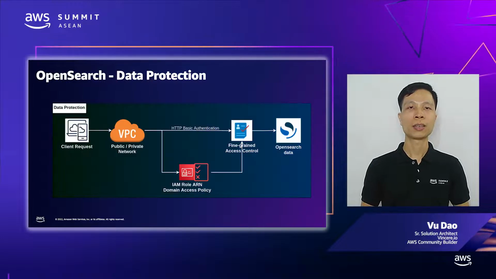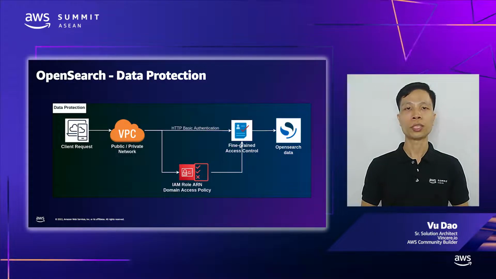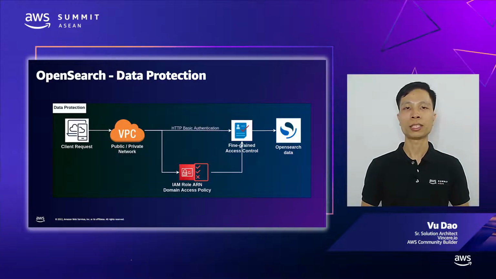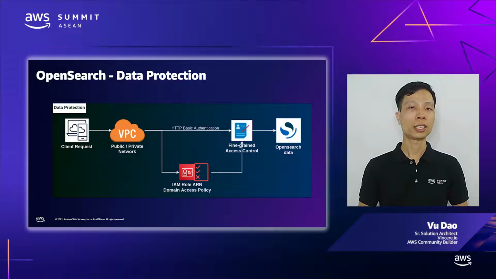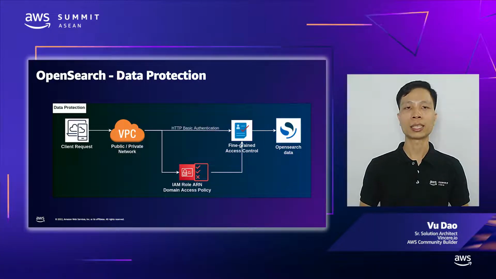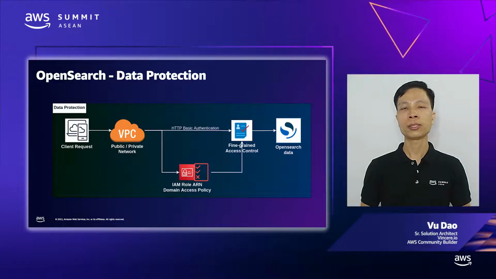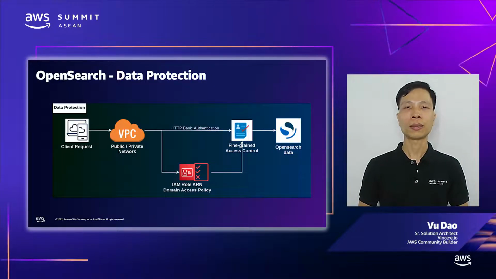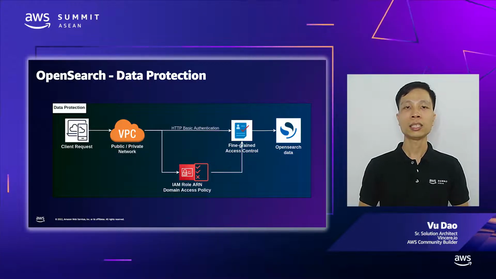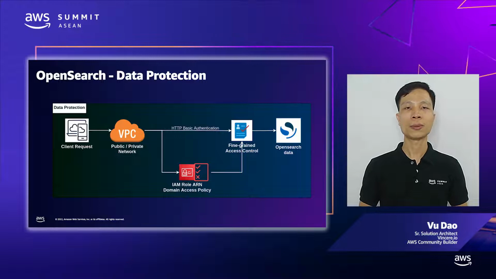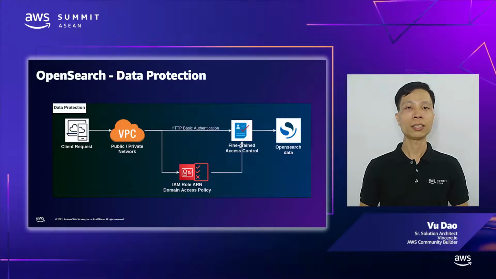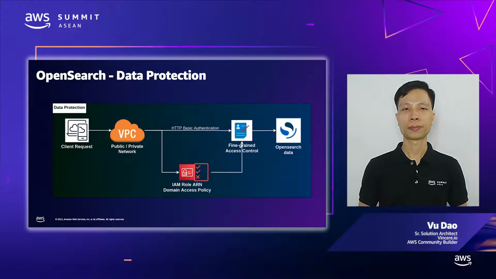For a better illustration of the 3 protection layers, we briefly go through the following diagram. If we use an internal user database and HTTP basic authentication, the request goes to fine-grained access control and bypasses the domain access policy. The internal user database is the simplest way to get started with OpenSearch Service, and we can even use it to access the dashboard.